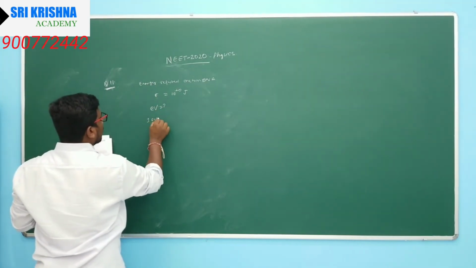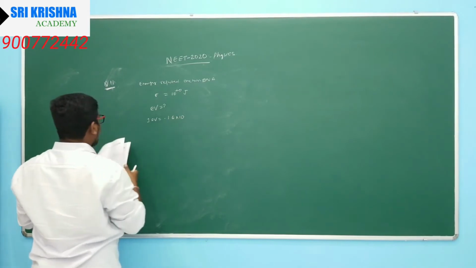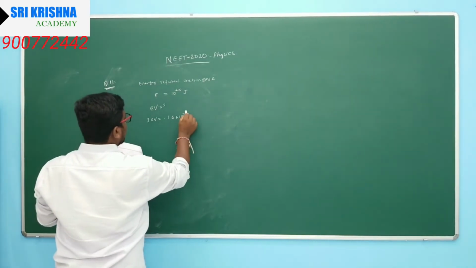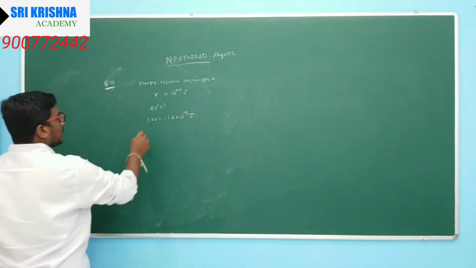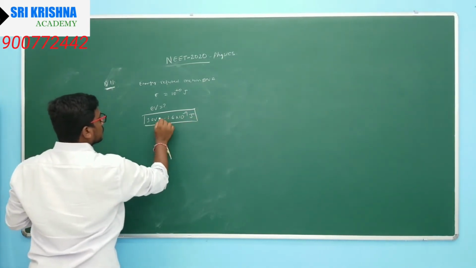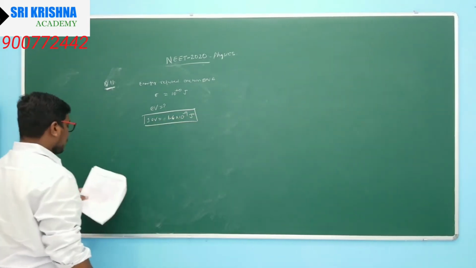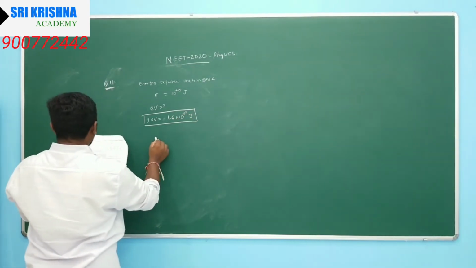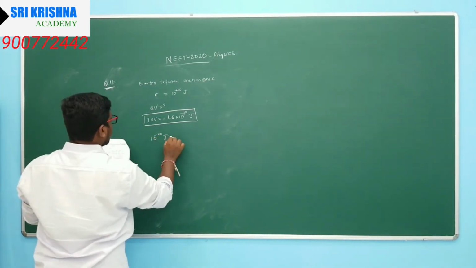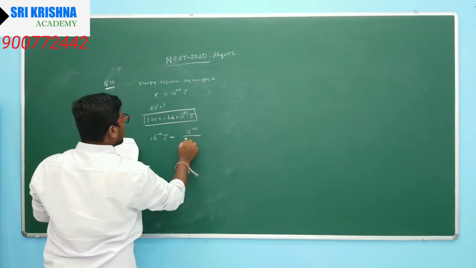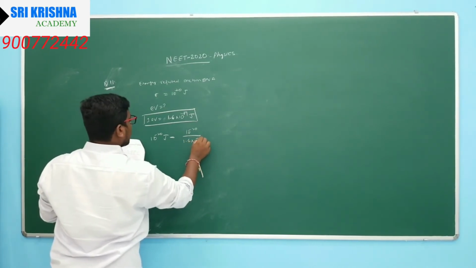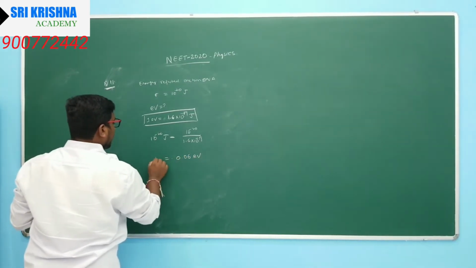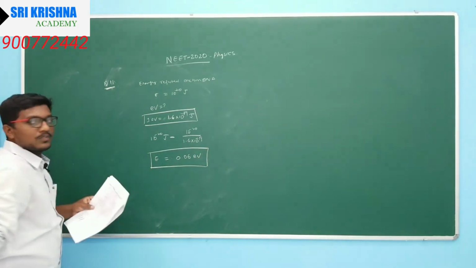We know 1 electron volt is 1.6 into 10 to the power of minus 19 joules. If you remember this, we can solve this problem. After converting, 10 power minus 20 joules will become 10 power minus 20 divided by 1.6 into 10 to the power of minus 19. So this will be 0.06 electron volt, the energy in terms of electron volts.